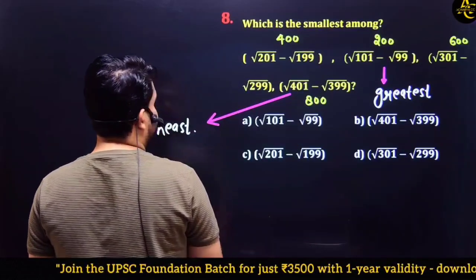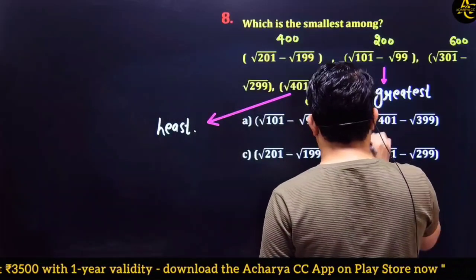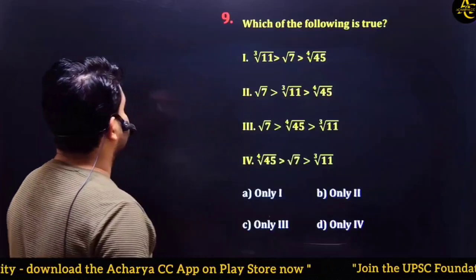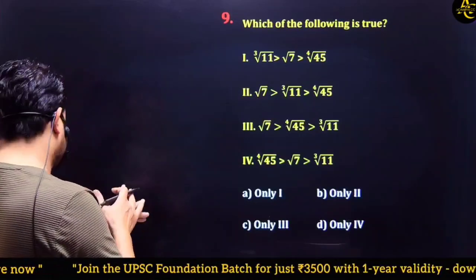So what will we have to tell? The smallest, so smallest whose sum is the greatest. Which of the following is true? We have to compare these thirds.